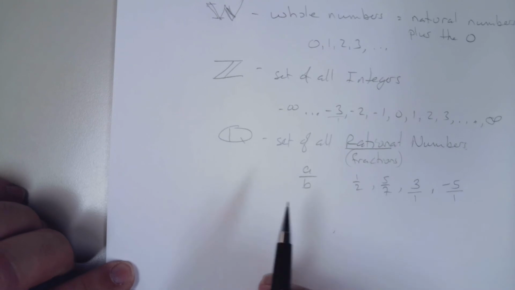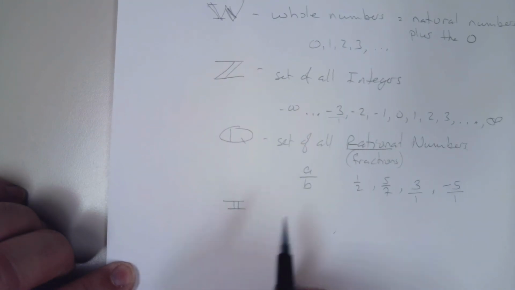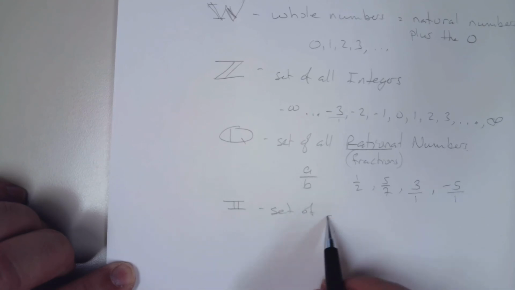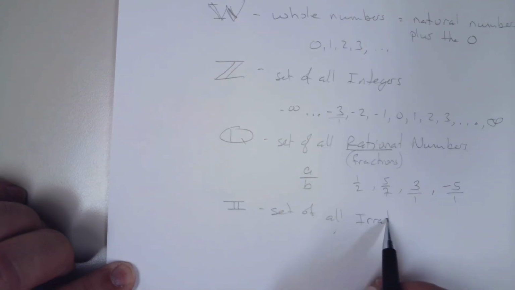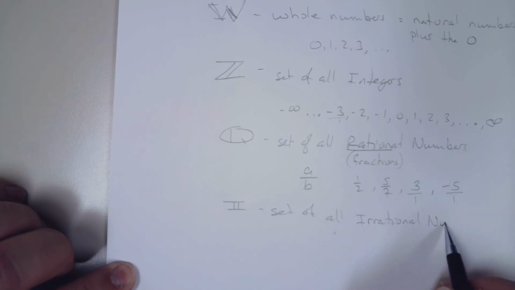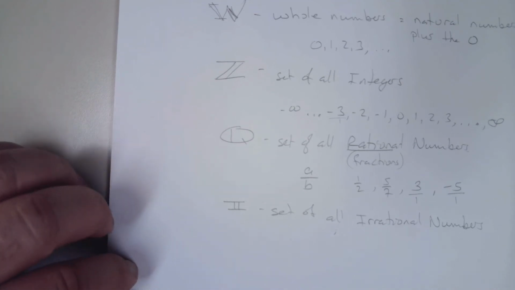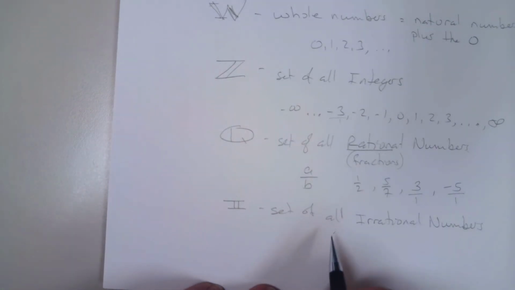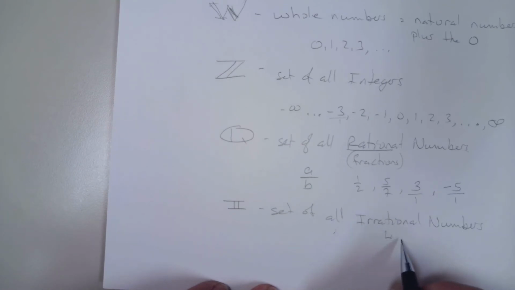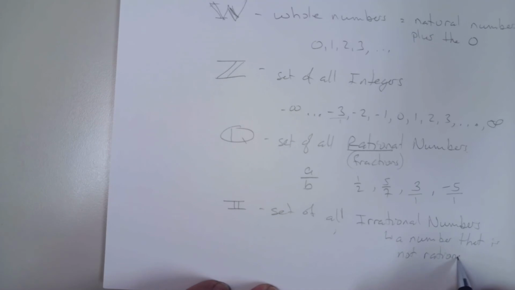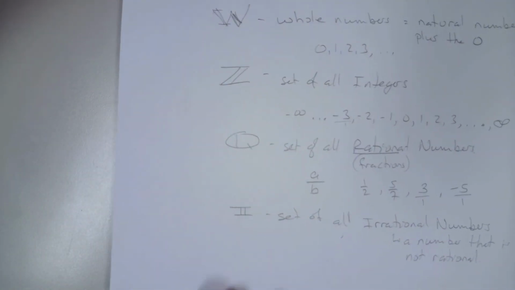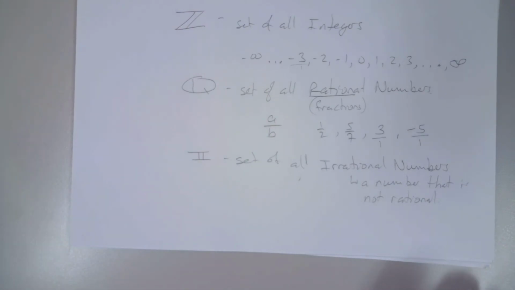Now, if a number is not rational, it belongs to the set of all irrational numbers. Basically, the definition, if you see anywhere, is that an irrational number is a number that is not rational. Okay, but here's a more definitive answer for these.